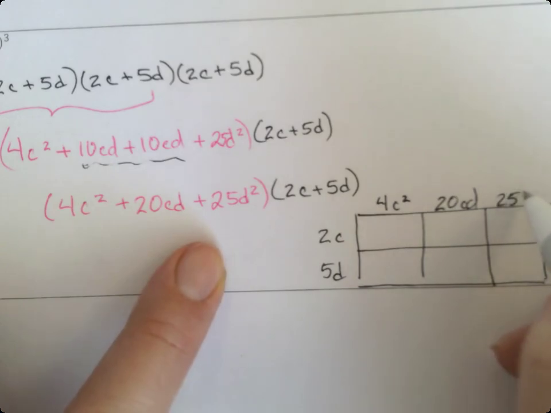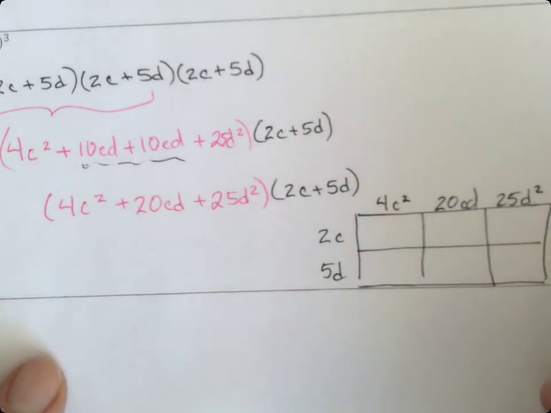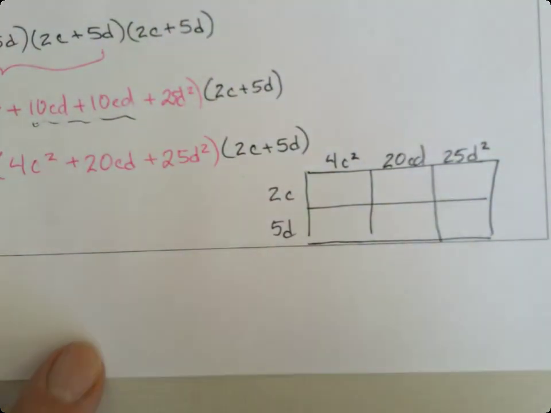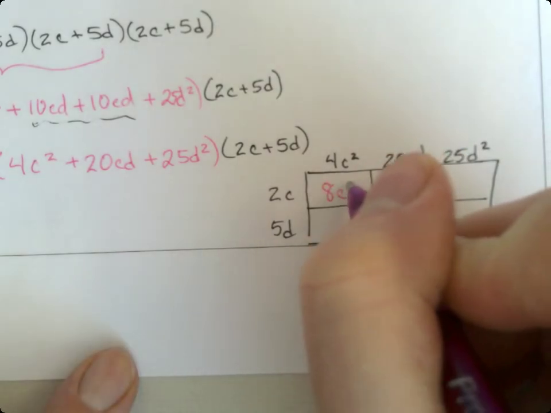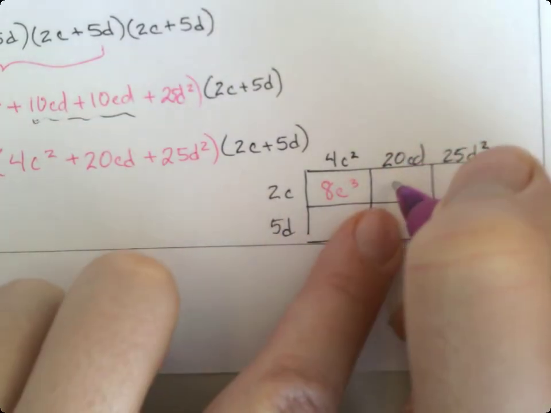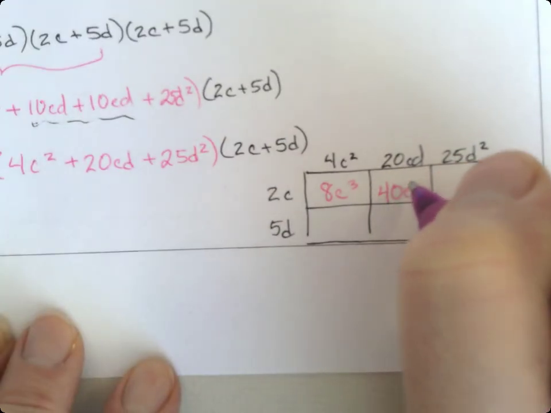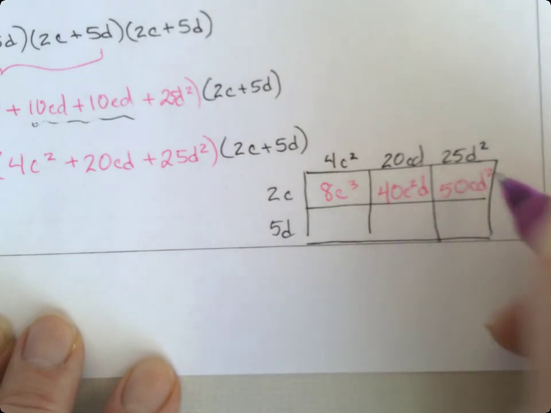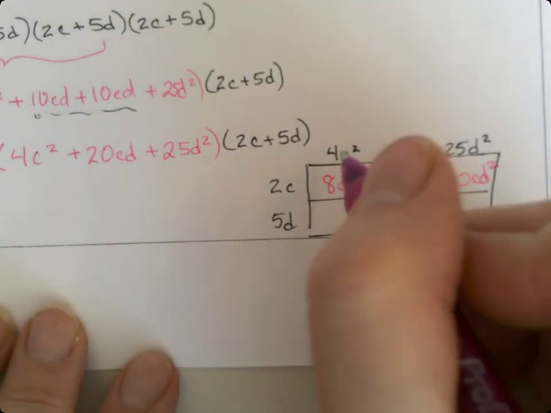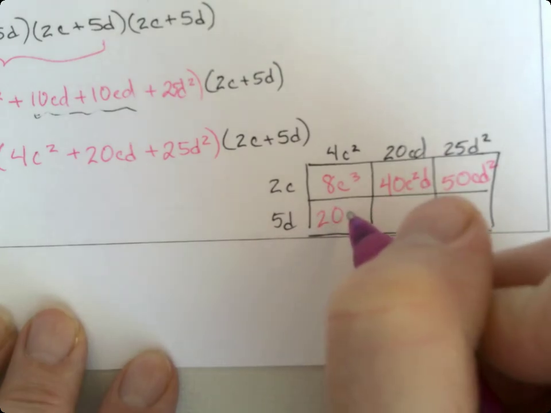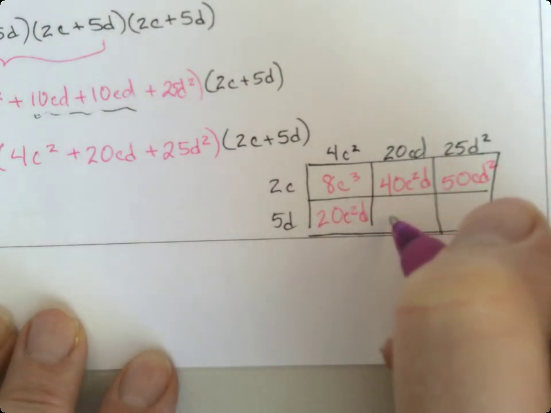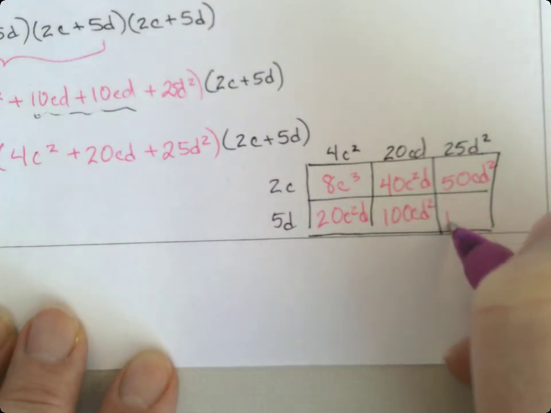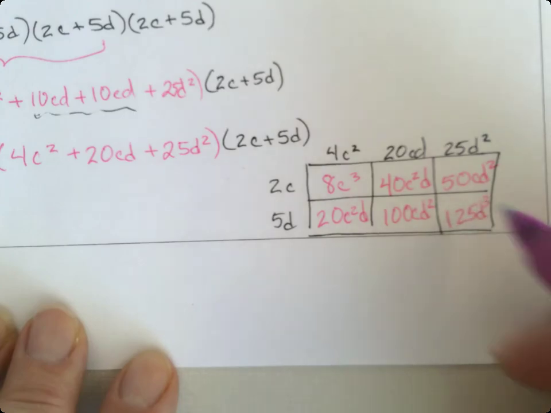I don't typically use the box method when I'm doing it myself. I just do the distribution, but we have extra variables that might help some of you. 8c to the third. We're just multiplying like a times table. 40c squared d, 50cd squared. And I'm going to keep my c and d in that order. So 20dc squared, I'm going to write as c squared d, 100cd squared, and 125d to the third.